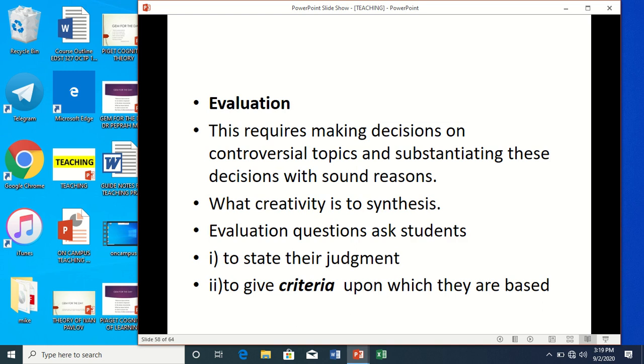Evaluation is another category, and this requires making decisions on controversial topics and then substantiating these decisions with sound reasons. I'm familiar with the writings of St. Paul. If you want to evaluate and substantiate on controversial things, read the writings of Paul. For example, his argument on the resurrection, that when a person dies, he can resurrect.